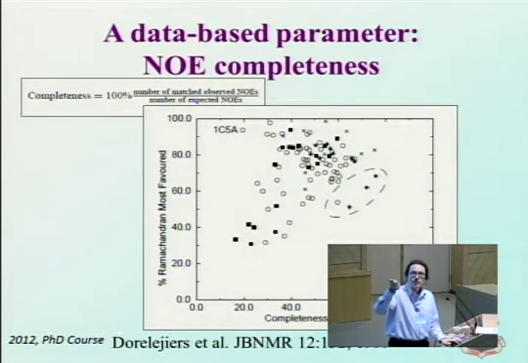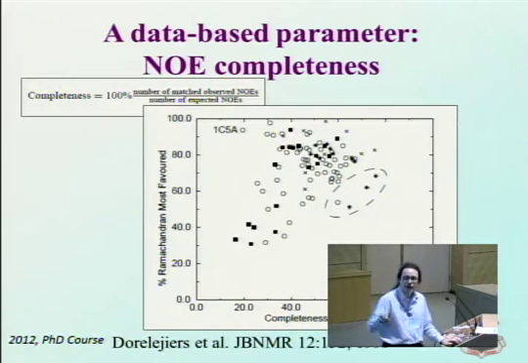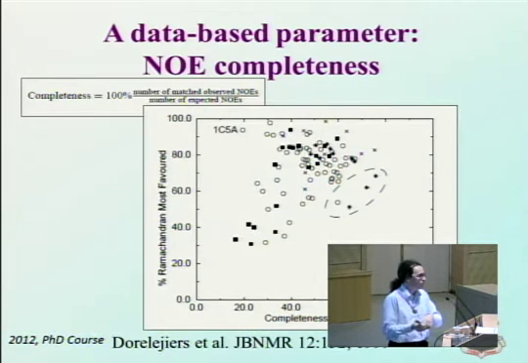One of the easiest, I will just mention one parameter for database parameters, just to show that there's something more than just violations, for example, completeness. If you know the structure at the end of your procedure, you know all the proton pairs that are close to one another within a given threshold. So you can compute how many of these distances you actually detected by observing NOEs with respect to the total number of close-in-space hydrogen pairs that you have in the structure for which you would expect an NOE.